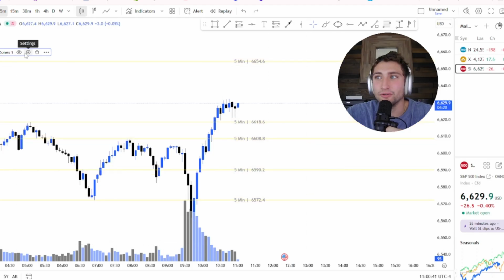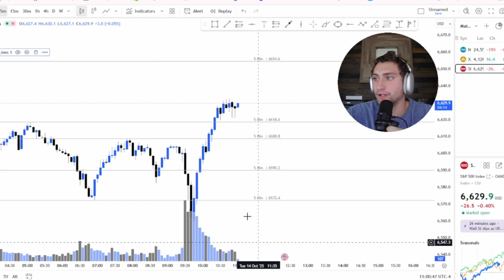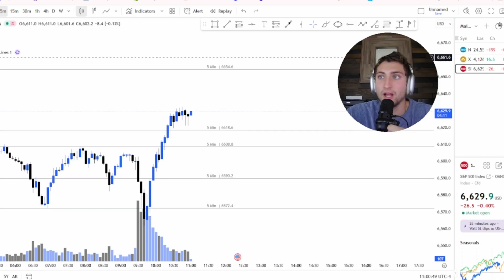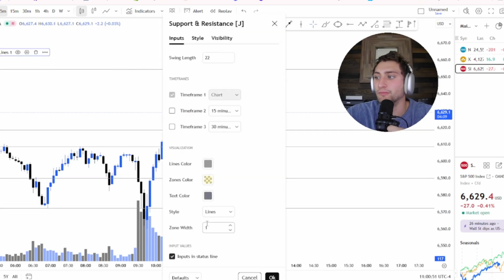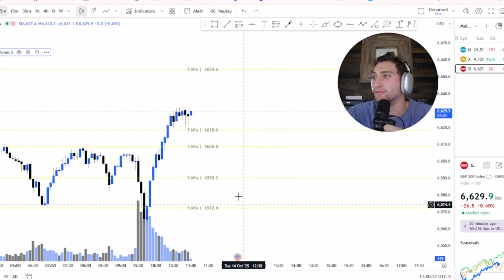Let's say you don't like zones in general. Let's say you like lines. Well, go down to the style tab right here, click that, change it to lines, click OK, and now look, you have lines. So the opportunities are countless and unlimited with this indicator, and I'm beyond thankful to be able to share it with you guys because look how much wonders this can do for you.